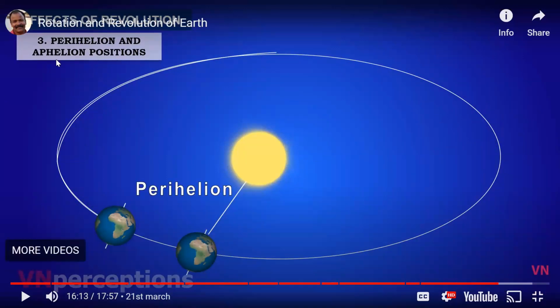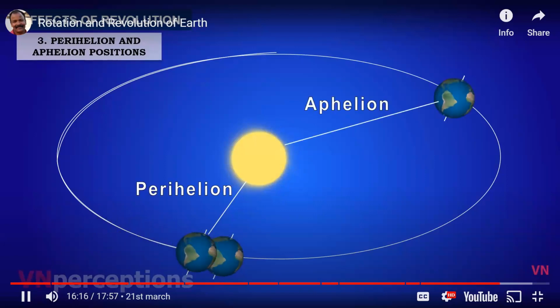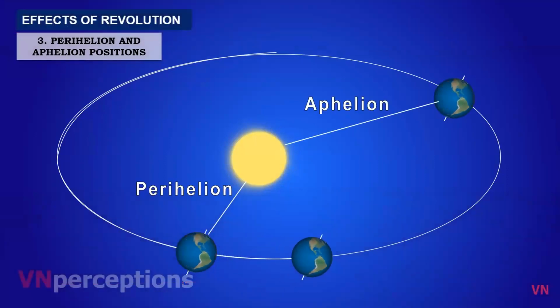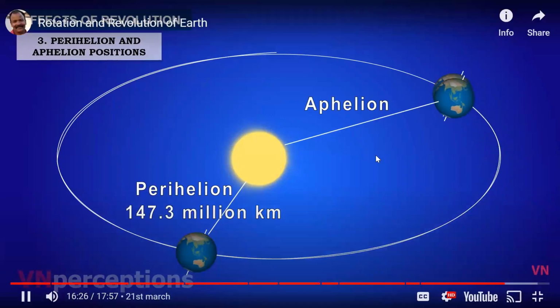Perihelion is that time when the earth is very much closer to the sun. And aphelion is not closer, it is very far away. This you will draw. It is called aphelion. When it is closest, that time the distance is 147.3 million kilometers. And when it is furthest, that time the distance is 1.